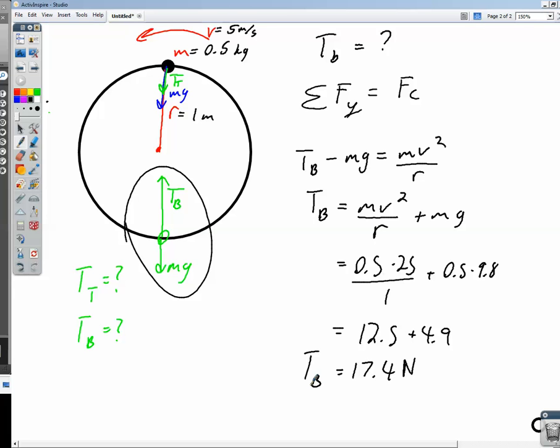Tension at the top was 7.6. Tension at the bottom, 17.4. Makes sense given what we talked about conceptually. The tension at the bottom should be greater than the tension at the top.